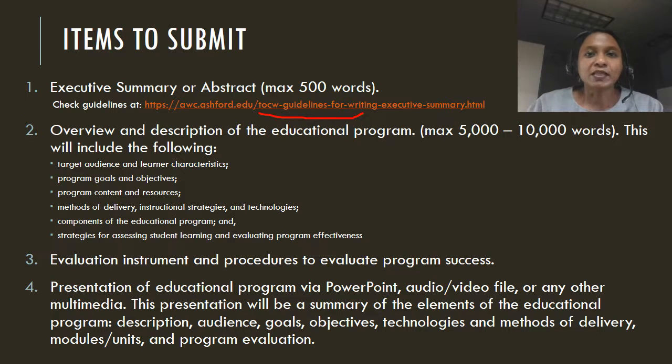The next thing that you will have to put into your document is the overview and description of the educational program. Now, the words over here are a guideline. You might go over it. Don't worry too much about that. So the things that you will include are your target audience and the learner characteristics, program goals and objectives, the program content and resources, methods of delivery, technology, components, and strategies for assessing student learning.